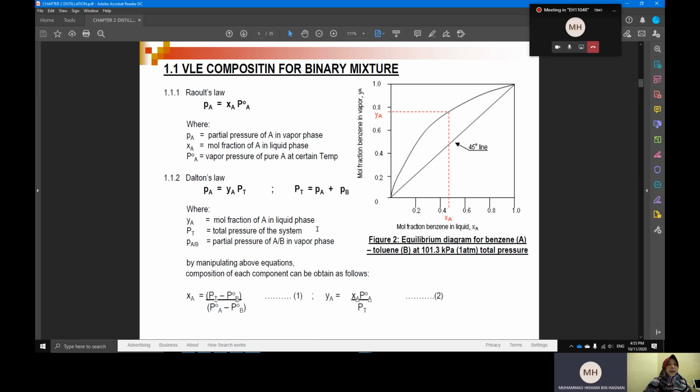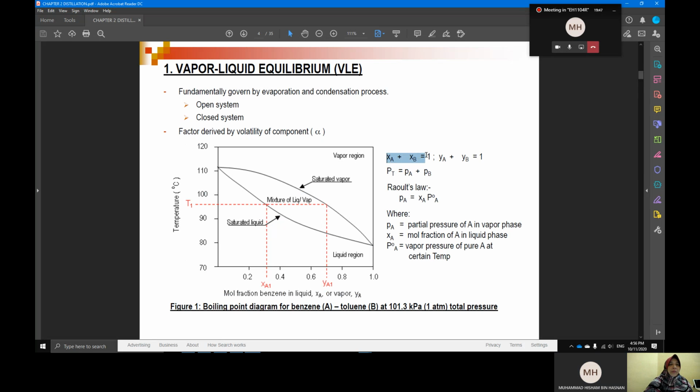Okay, remember that we have learned before about the mole fraction. XA tambah XB is equal to 1. Betul? Kalau you tahu XA, you tahulah XB kan? XA, nak tahu XB, hanya 1 minus XA. Okay, kalau you tahu YA, you tahulah YB. Because YB is equal to 1 minus YA. Okay? Yang ni partial pressure. This one is pure vapor pressure of pure A.